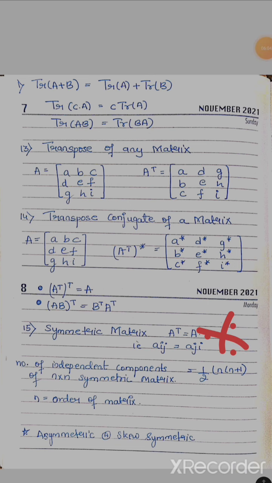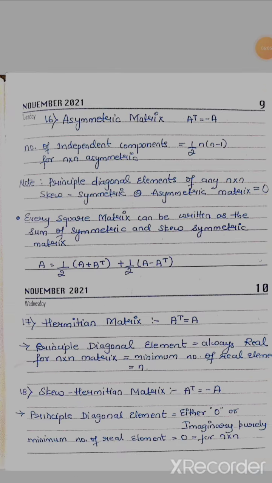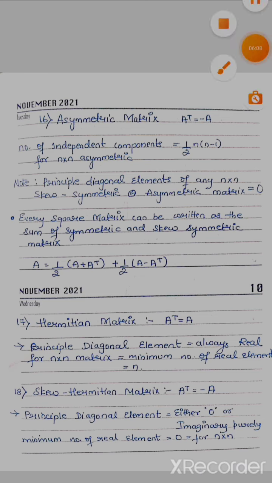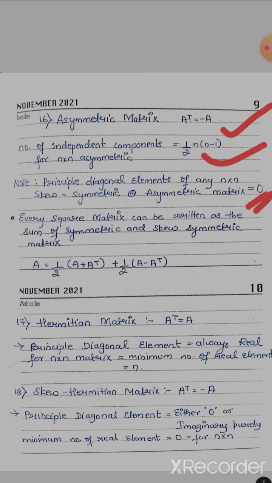Next, for a skew symmetric matrix, that is A transpose is equal to minus of A, the number of independent components is 1 by 2 into n into n minus 1. One more thing you have to remember: the principal diagonal elements for a skew symmetric matrix are 0. This was directly asked in one of the year question papers. While solving question papers you will come across this.